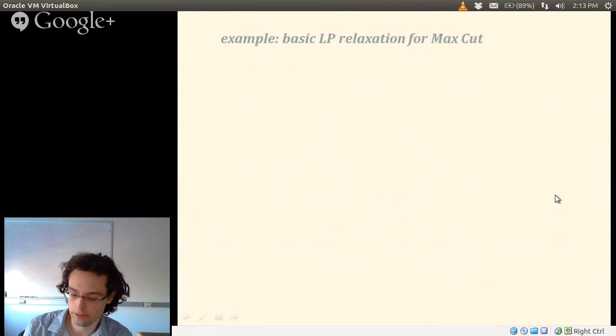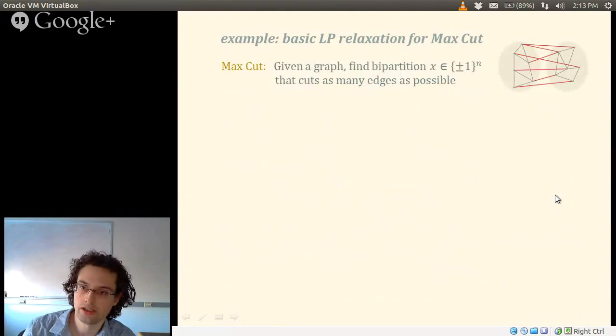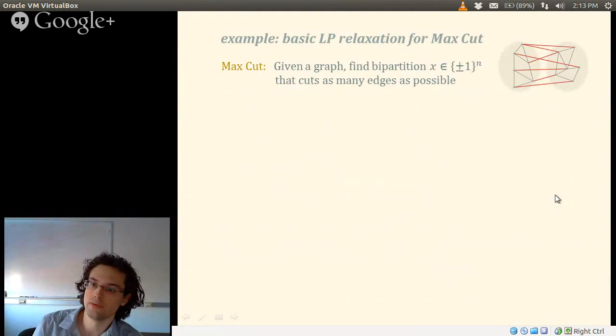Okay. So let me just give you a very brief example of an LP relaxation. So this is for max cut. In this problem, you're given a graph and you want to find a bipartition of the graph that cuts as many edges as possible, a bipartition like this. So throughout this talk we will encode bipartitions as vectors indexed by the vertices, and the entries are +1 or -1. The +1 corresponds to one side of the bipartition, -1 corresponds to the other side of the bipartition.